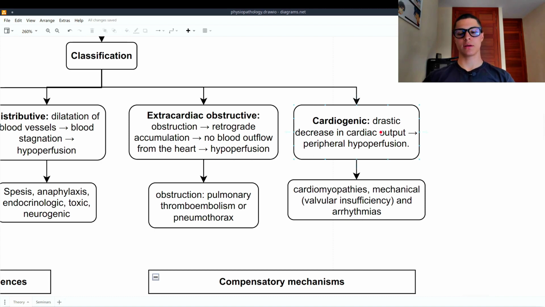Then there is the cardiogenic, which is a drastic decrease in cardiac output, and therefore we have a peripheral hypoperfusion. This happens with cardiomyopathies as well as mechanical causes, for example, valvular insufficiency. Here we're talking about the valve between the atrium and the ventricle. And also because of arrhythmias, we can have a decrease in the cardiac output.